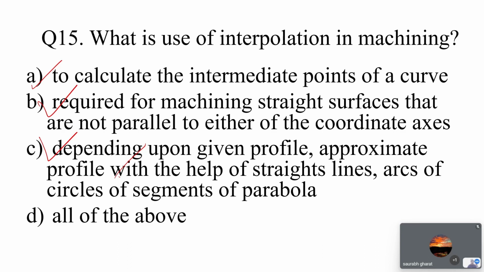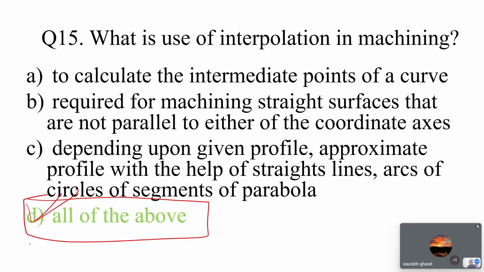Or subsegments of a parabola. Okay, so to approximate that profile, for that we need to use the interpolator. For each and every case we need to use the interpolator. So all of the above is the correct answer for interpolator in a machine.